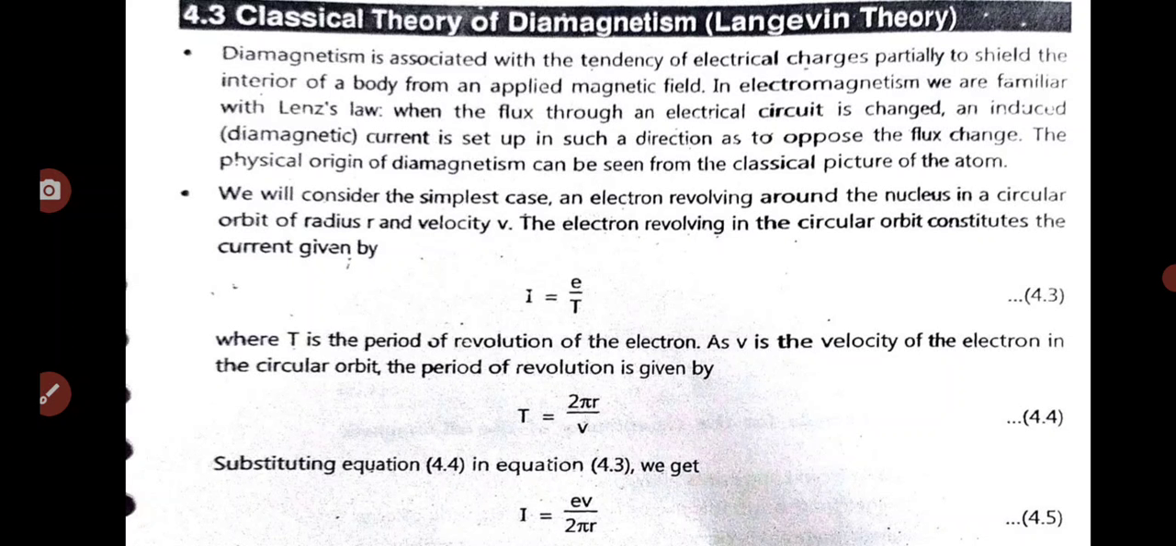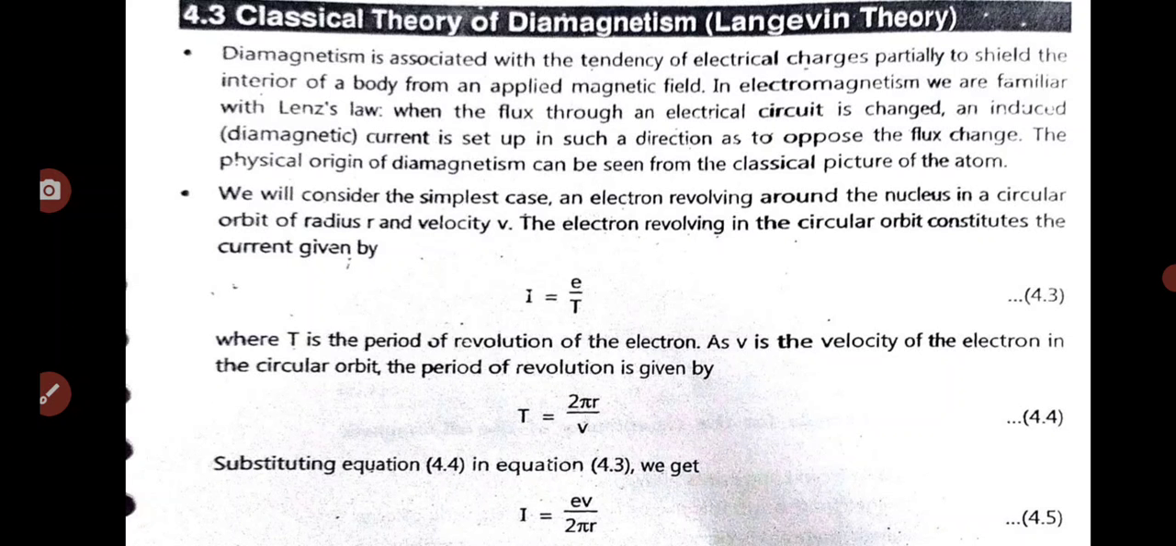For the electron revolving in the circular orbit, the current is given by I is equal to e by T, where T is the period of the revolution of the electron. Here v is the velocity of the electron in the circular orbit, and the period of revolution is T is equal to 2 pi r divided by v, because the circumference of this orbit is 2 pi r, and T is inversely proportional to v, the velocity of the electron.